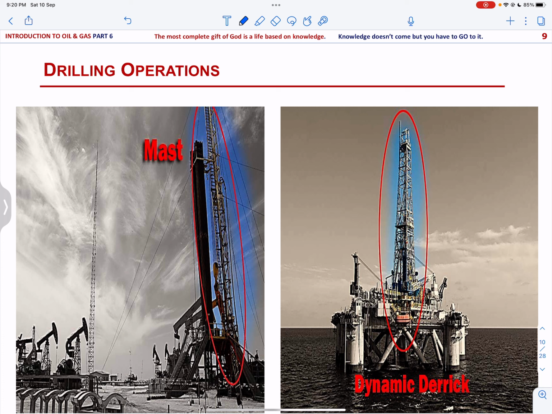Tripping out is also necessary when casing must be set. Casing is a steel pipe that is set into the well bore. After drilling each portion of the well, nested steel protective casings are cemented into place. This will protect groundwater and maintain the integrity of the well.